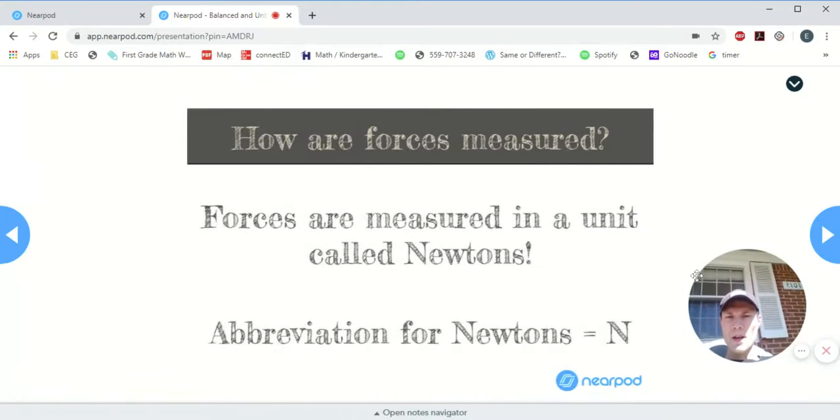So again, submit it. How are forces measured? They are measured in a unit called newtons. We use an N for newtons. You might remember that from before. So we use newtons because the person that kind of started thinking about this, making all these interesting observations, was a guy named Isaac Newton.